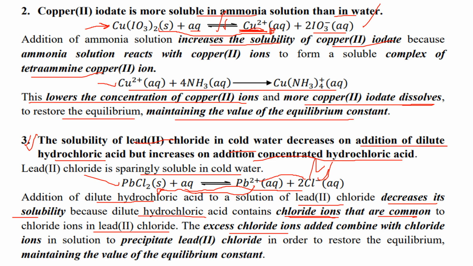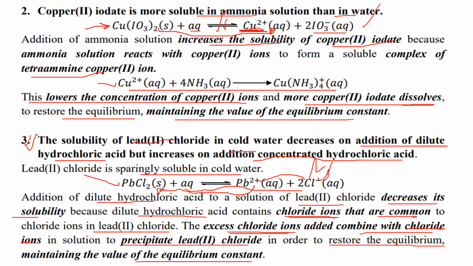They do that to keep the value of the equilibrium constant unchanged, but this also increases the precipitation of lead(II) chloride, hence decreasing its solubility. So the excess chloride ions added combine with the lead(II) ions in solution to precipitate out lead(II) chloride in order to restore the equilibrium and keep the value of the equilibrium constant unchanged.